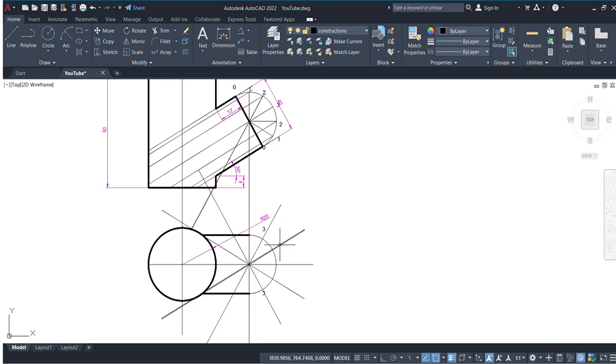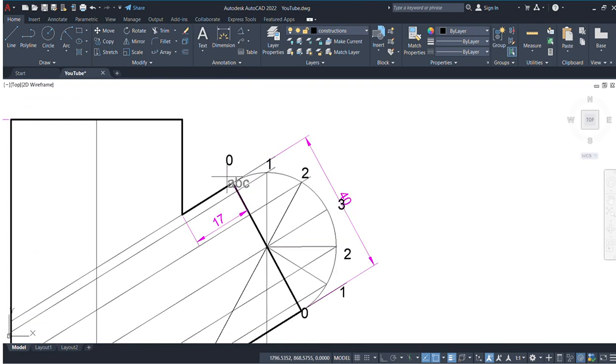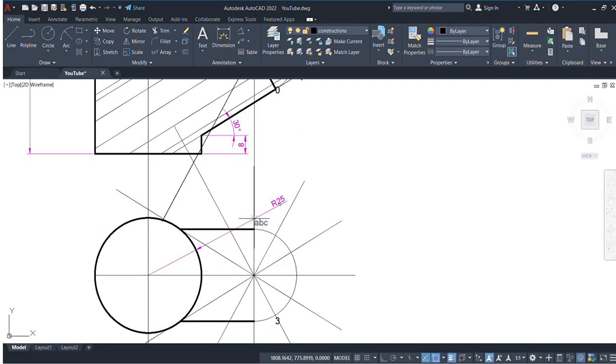Now, once you are done subdividing, we can also start numbering them. But this time, note we are starting with 3 at this point. So on the front view, we start with 0, but here now it will change. We start with 3.